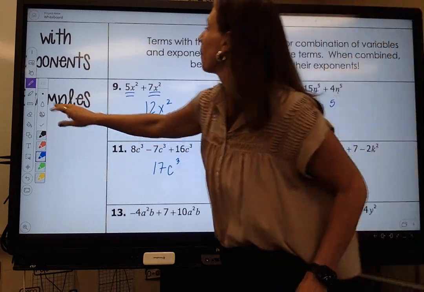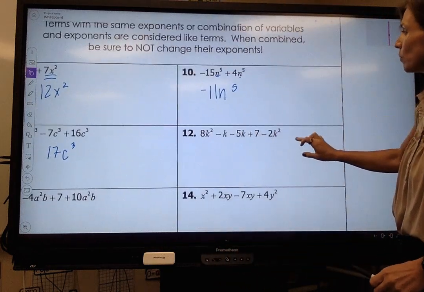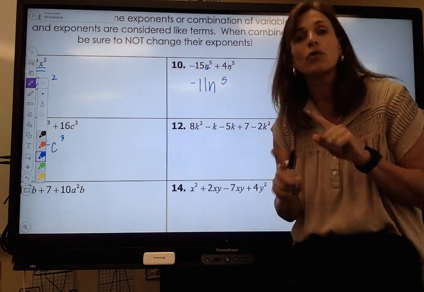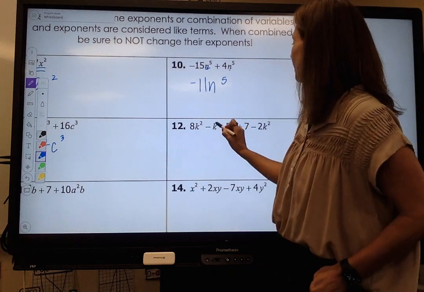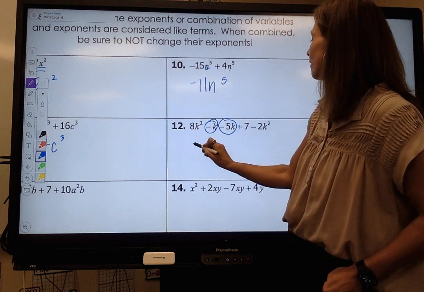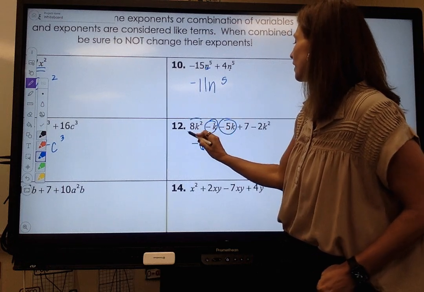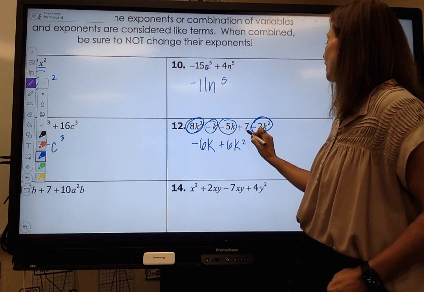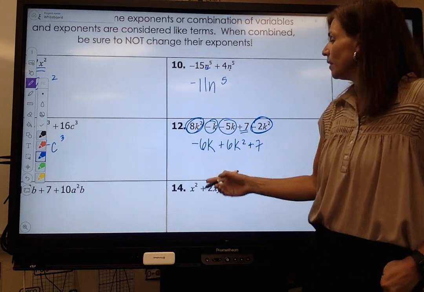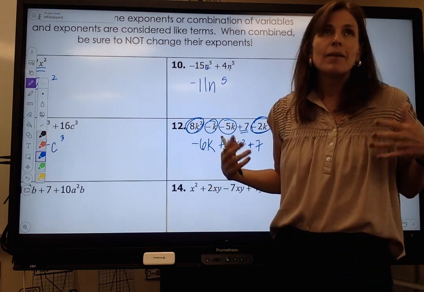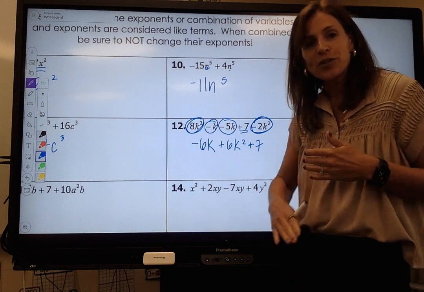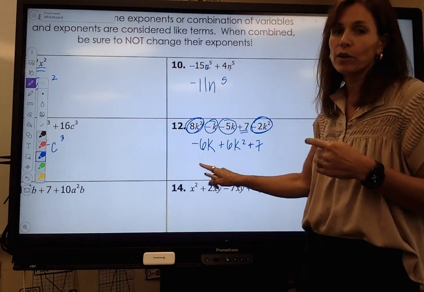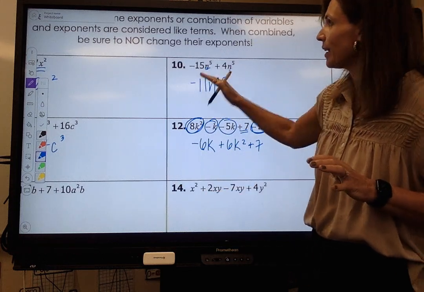Let's look at number 12. You've got k's and you have k squareds. They are not the same. Those are unlike terms. So I'm going to do my k's first. I have a negative k and a negative 5k, which is a negative 6k. I've got an 8k squared and a negative 2k squared, which is positive 6k squared. And then I've got that constant term left over. You can keep it in this order right now. Later in the year, we're going to make sure you understand how to do it correctly. Commutative property says this is okay, but usually our highest variable goes first. All right, so that is combining like terms.